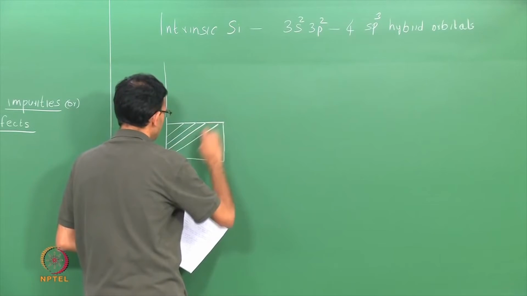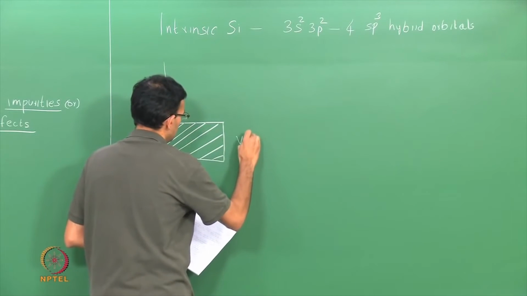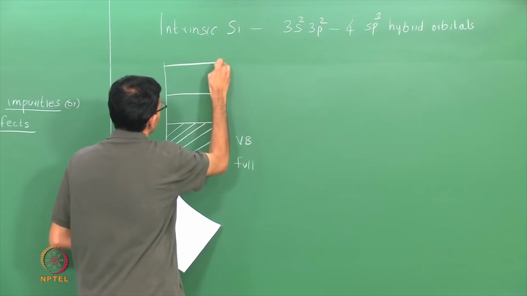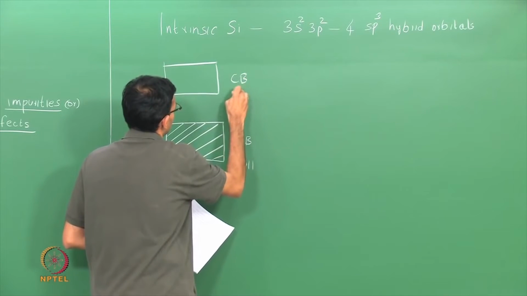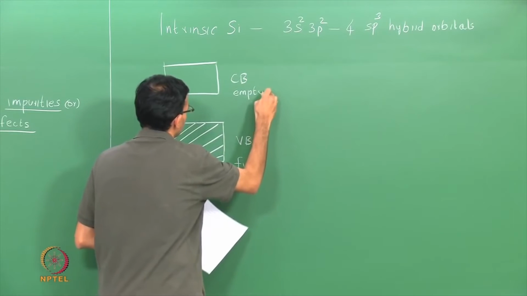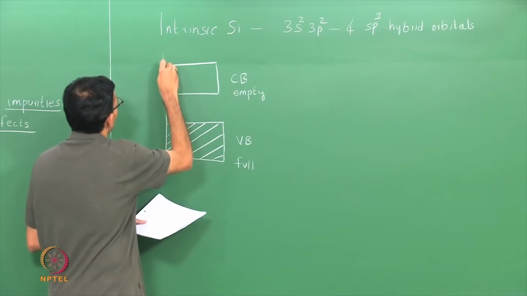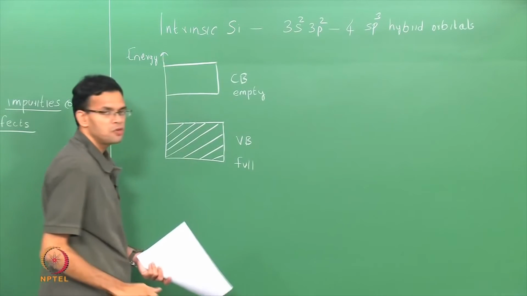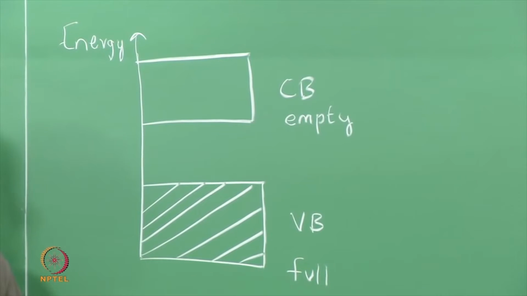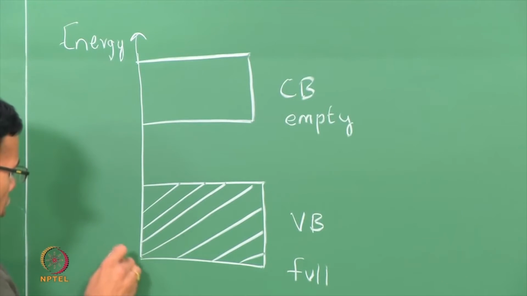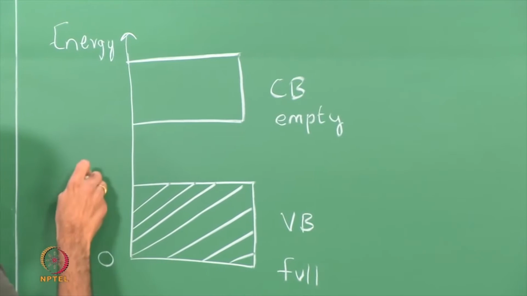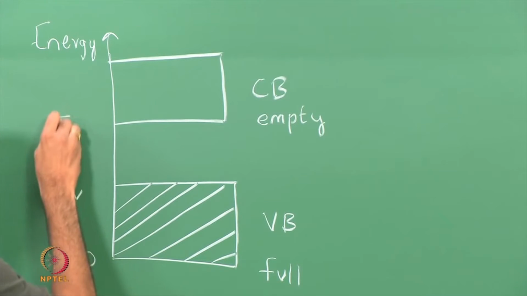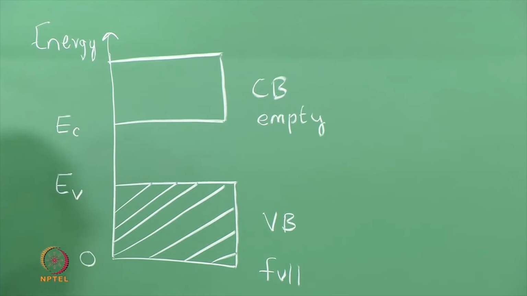You have a valence band that is completely full. You have a conduction band that is empty. The y axis here refers to energy. Usually the energy is referenced with respect to the bottom of the valence band. So, the bottom of the valence band is given 0. EV denotes the top of the valence band and EC denotes the bottom of the conduction band.